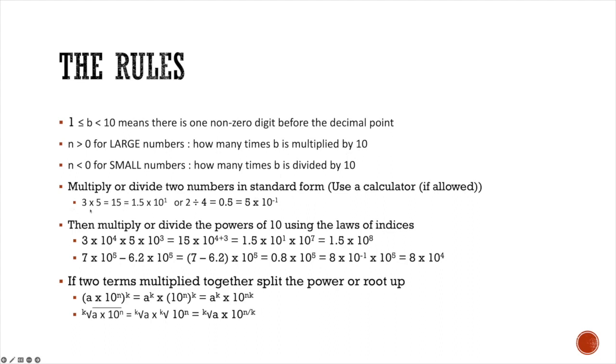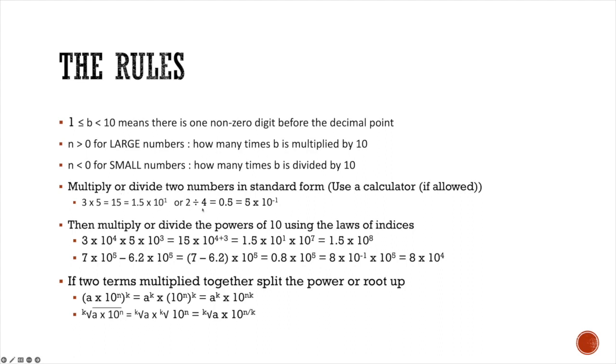See the example. 3 into 5 means 15. So we have to put the decimal after the non-zero value. So the decimal we have to put here, 1.5. This decimal is going this way, left side, so it is going one time. So 10 to the power 1.